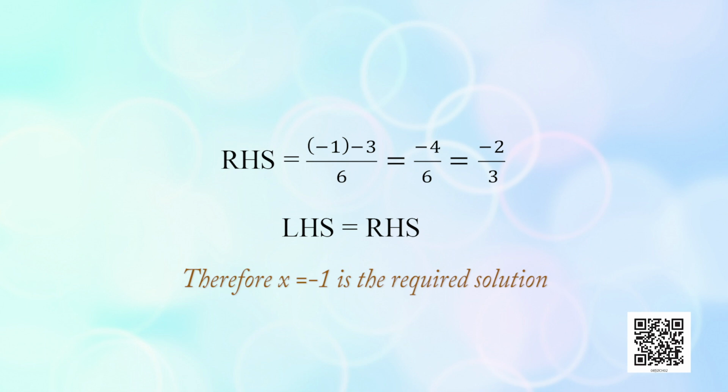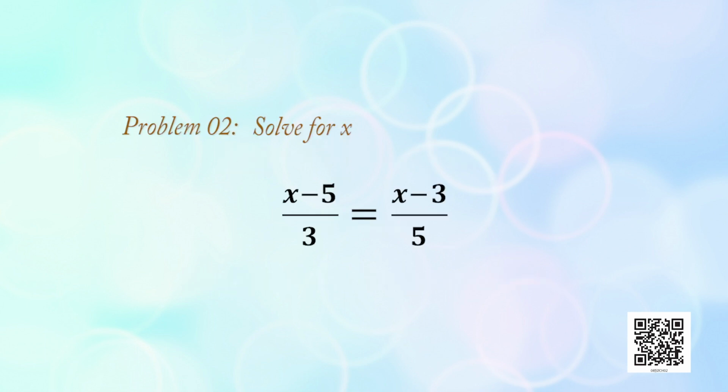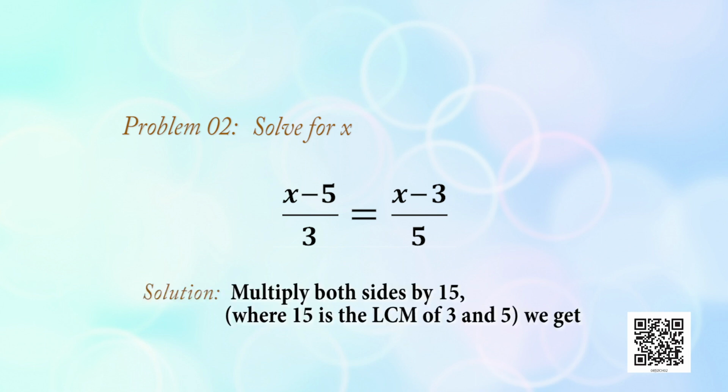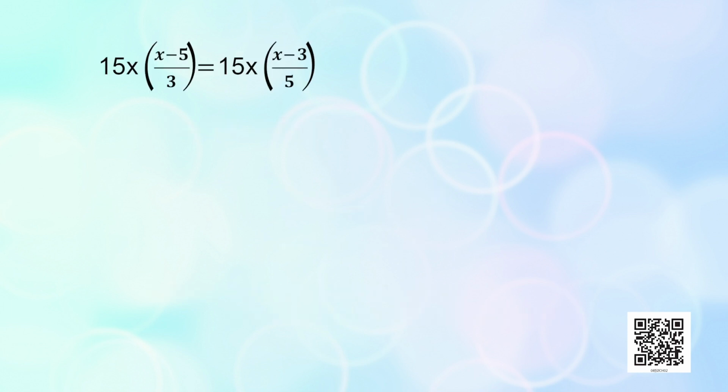Now, consider another problem. Problem is like this: (x minus 5) divided by 3 is equal to (x minus 3) divided by 5. To remove 3 and 5, the best way is to multiply 15 on both sides, where 15 is the LCM of 3 and 5. Then it becomes 15 times (x minus 5) by 3 is equal to 15 times (x minus 3) by 5. 3 and 15 get cancelled, we are left with 5 times (x minus 5). Here 5 and 15 get cancelled, we are left with 3 times (x minus 3).